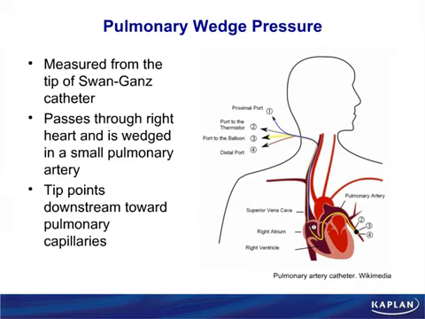as illustrated on point number 4, we are measuring the pressure downstream from the Swan-Ganz. What's downstream? If we're in a small pulmonary artery, pulmonary capillary. So we're measuring technically pulmonary capillary pressure. But this pulmonary capillary pressure is going to be very close to left atrial pressure. So we utilize pulmonary wedge pressure as a marker of left ventricular preload.